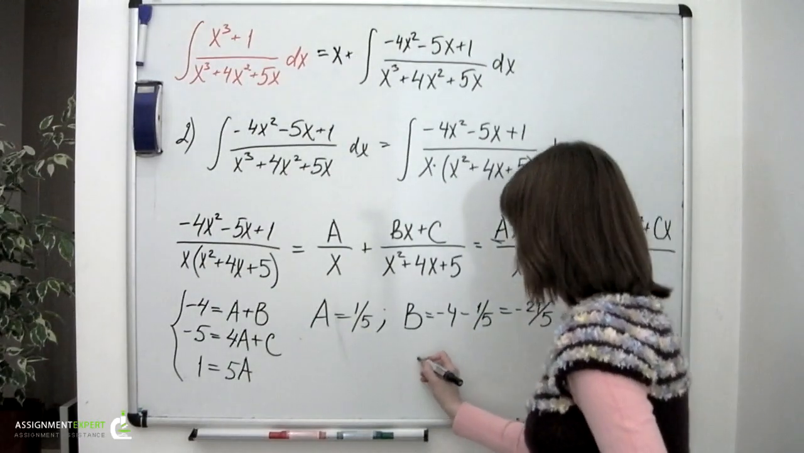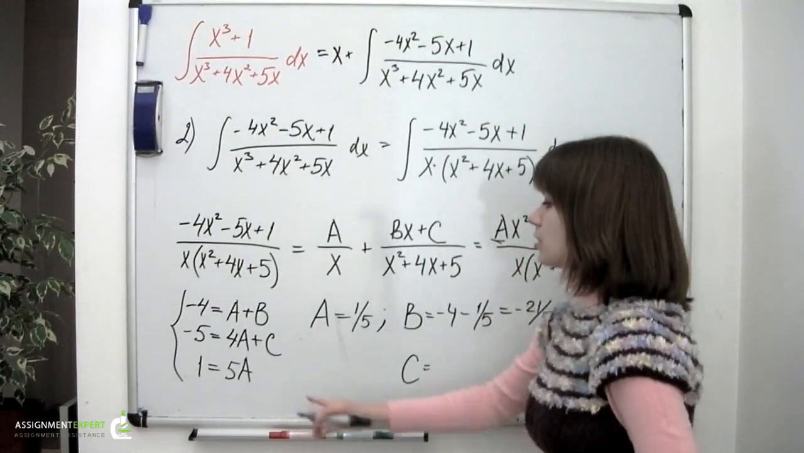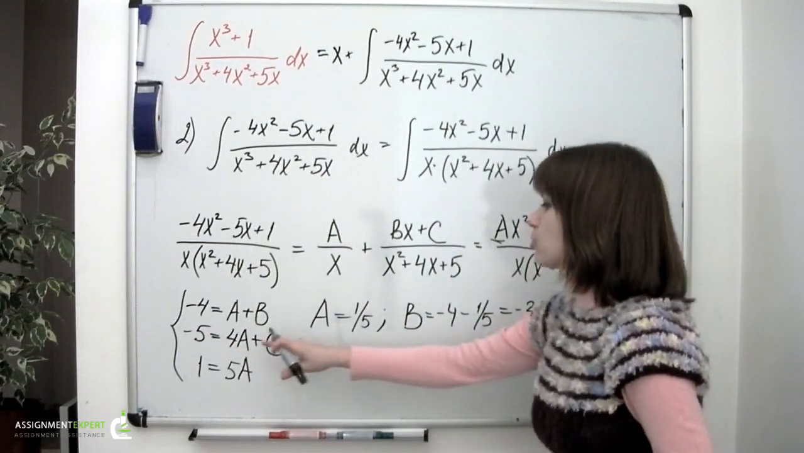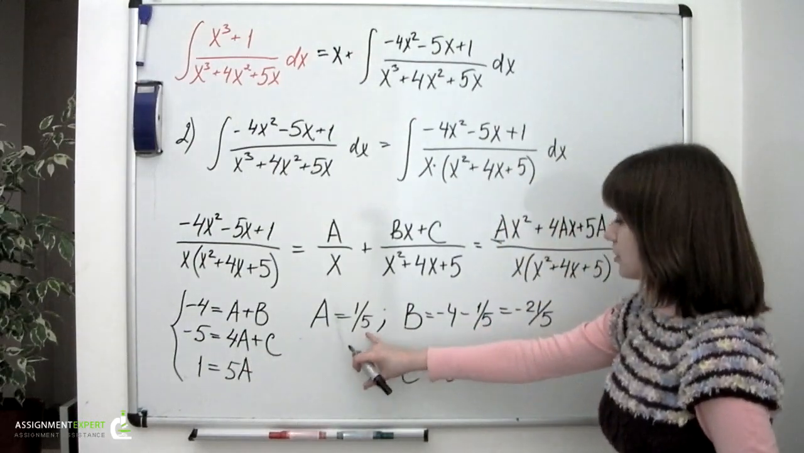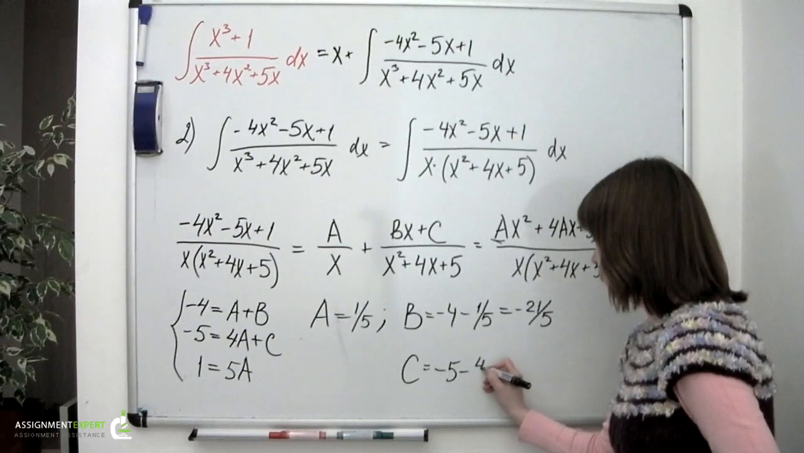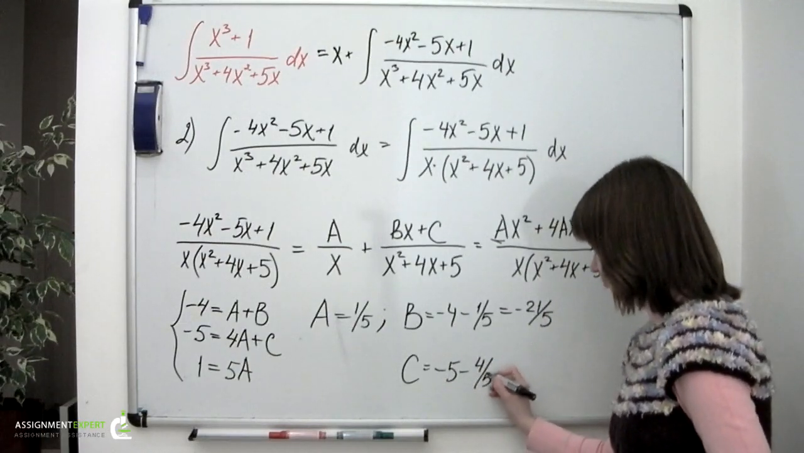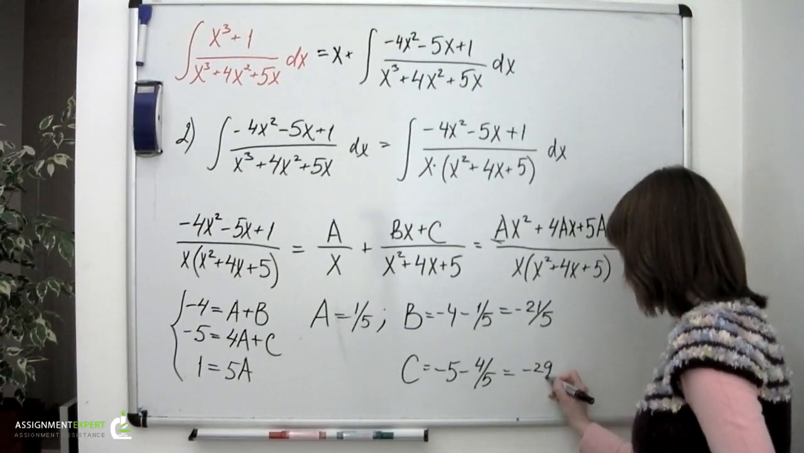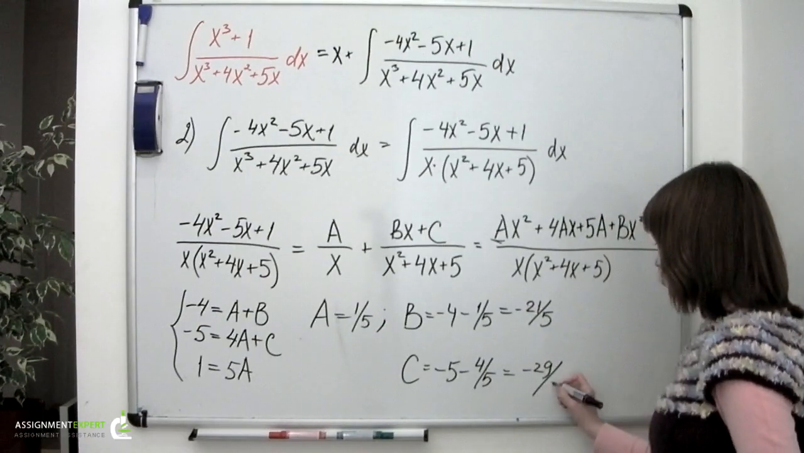And then we have c, which is equal to negative 5 minus 4 times a, and a is 1/5. So we have minus 4 times 1/5, which is 4/5, which is equal to negative 29/5.